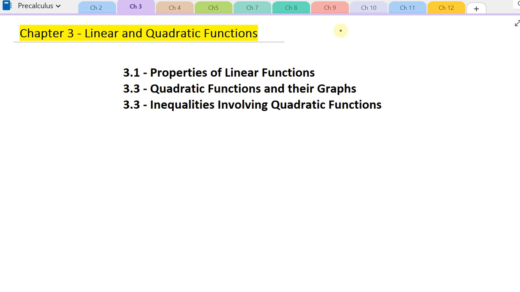We are now in chapter 3, and in chapter 3 we're going to talk about linear and quadratic functions. The first section of chapter 3, and by the way, these are the sections. We're going to look at only these 3 sections. Sections 2 and 4 are left out, and that's on purpose. So let's begin with chapter 3, section 1.